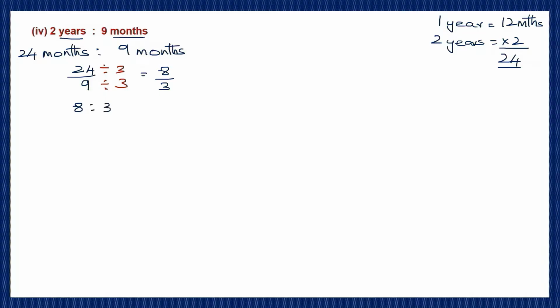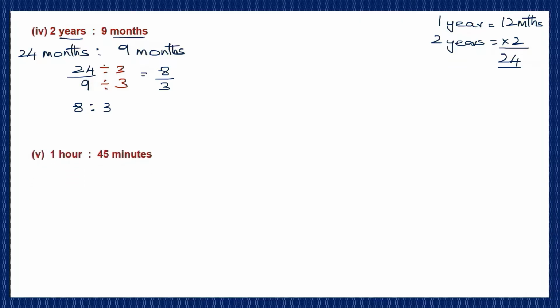So let's change this to 24 months is to 9 months. So now let's write it as a fraction, 24 by 9. Now I'm going to divide both by 3. It's a common factor, so we'll divide both by 3. 3 eighths are 24 and 3 threes are 9. So my fraction is 8 by 3, which cannot be reduced. So my ratio is 8:3.